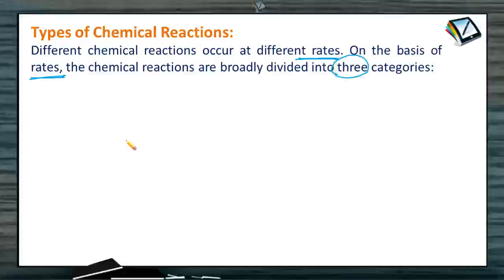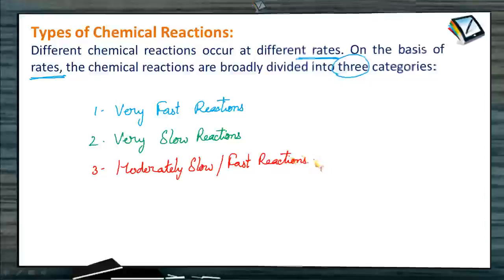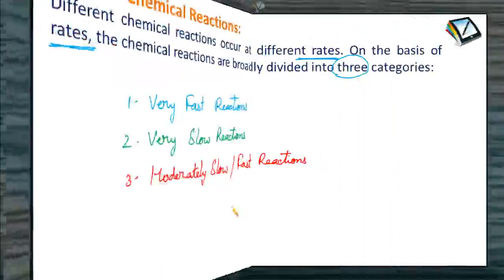The first one is very fast reactions. The second one, very slow reactions. And the third one, moderately slow or moderately fast reactions. This is how the reactions are classified based on their speed. Let's discuss one after the other. This is the first one.